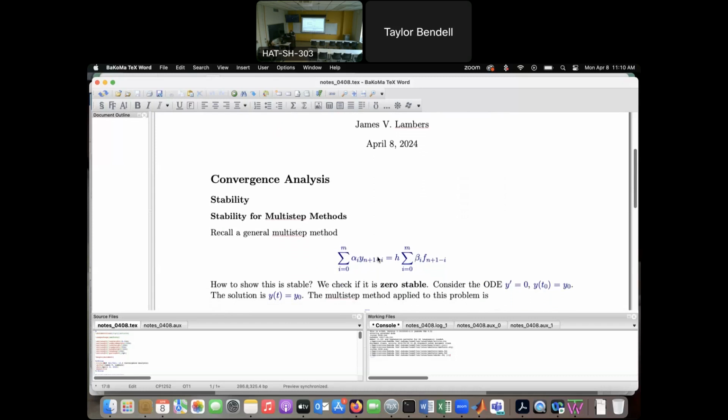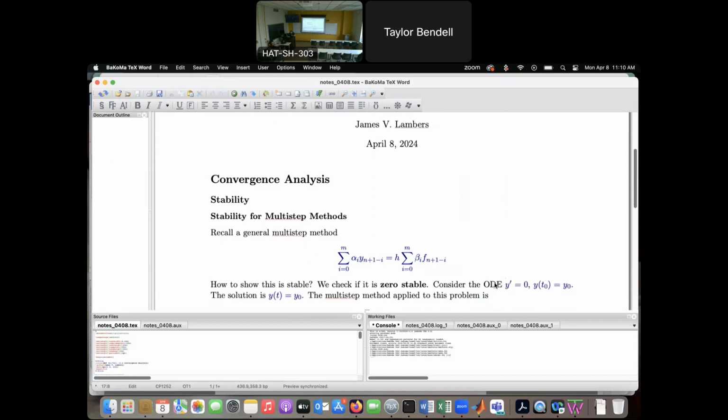And the term zero stable is suggested by considering literally the simplest ODE of all: y prime is equal to 0. In that case, y of t is just equal to a constant, and that constant is y naught. So what happens when you apply your multi-step method to this problem?